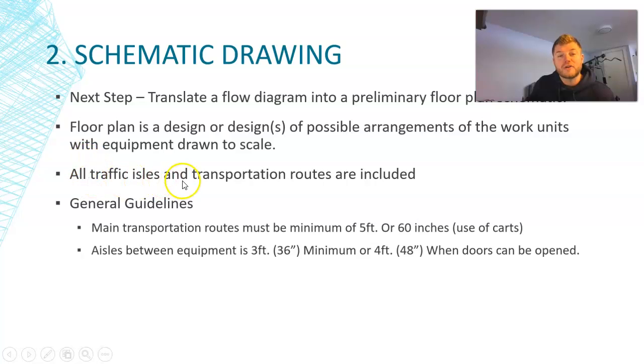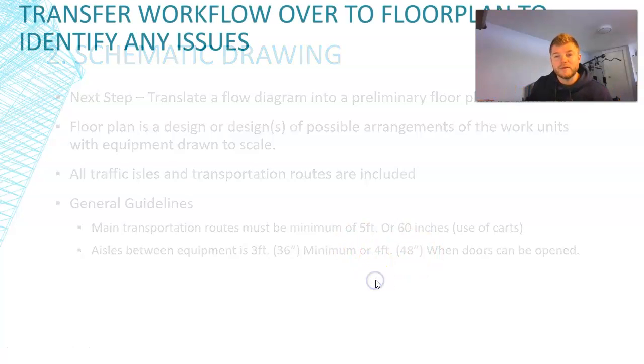We also have to include all traffic aisles and transportation routes. And so some general guidelines: main transportation routes must be a minimum of 5 feet or 60 inches. This will allow you the use of carts. Aisles between equipment should be at least 36 inches, or 4 feet, 48 inches where doors can be opened. So some equipment like a deep fryer, which has no doors that will open necessarily, are fine. But when you think about stoves or ovens that have big doors that open, you want to give at least 48 inches between those.